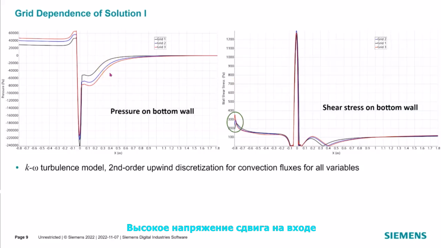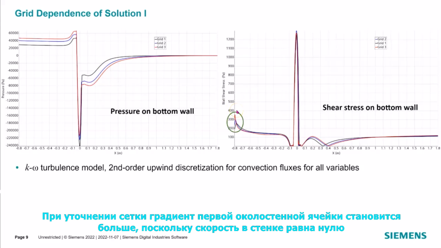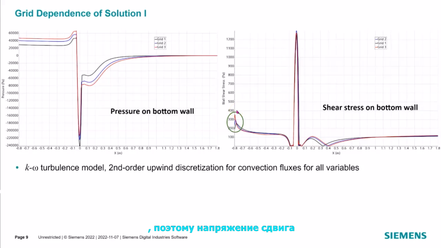High shear stress at the inlet is due to the specified constant velocity there. As the grid is refined, the gradient at the first near wall cell appears larger because the velocity is zero at the wall, which is why the shear stress increases here as the grid is refined. The pressure is set to zero at the outlet. This is why pressure at the inlet increases when the grid is refined.